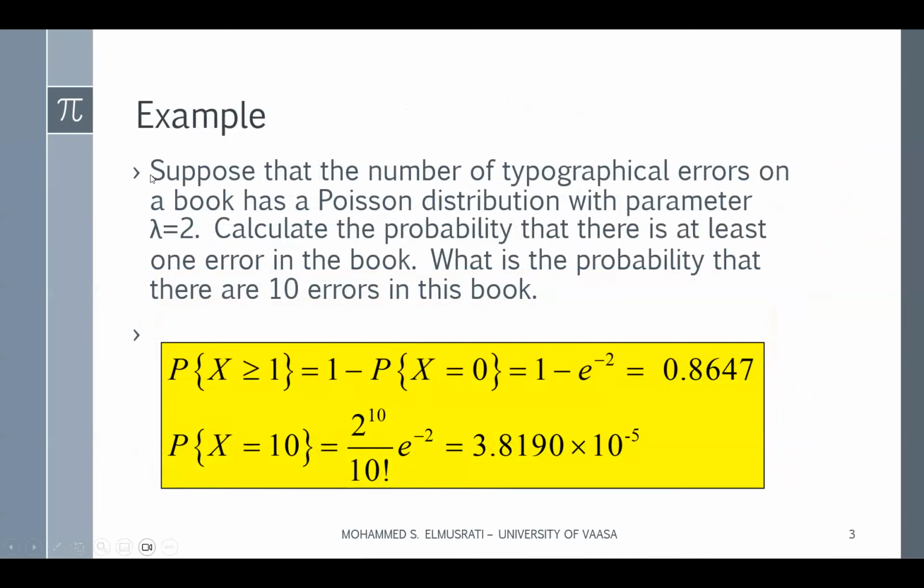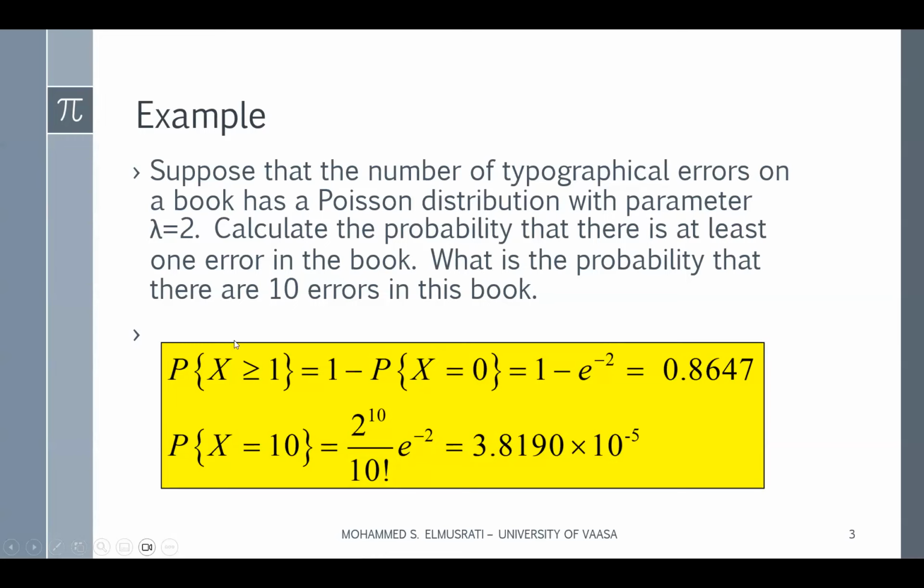So here you can see in this example, suppose that the number of typographical errors in a book has a Poisson distribution with parameter lambda equal to 2. So the average rate of errors is 2. Calculate the probability that there is at least one error in the book. What is the probability that there are exactly 10 errors in the book?